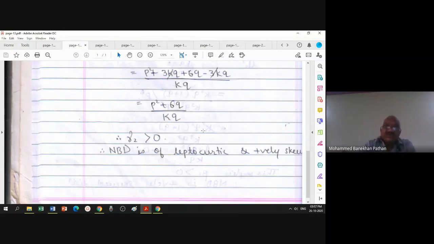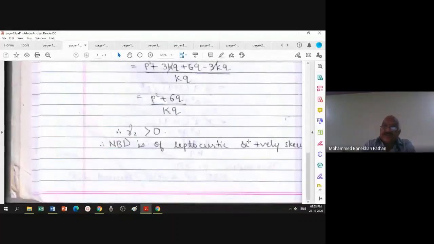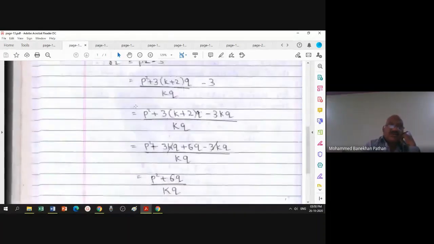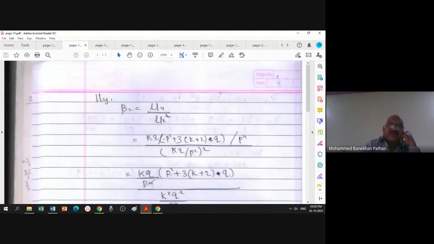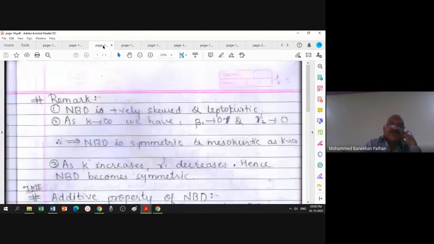They may ask you a question like this: state whether following statements are true or false. So they can put any options related with NBD. So you have to pick up the option NBD is a leptocurtic and positively skewed. I think everybody got it. This is the topic to decide the nature of negative binomial distribution. Now we proceed ahead.